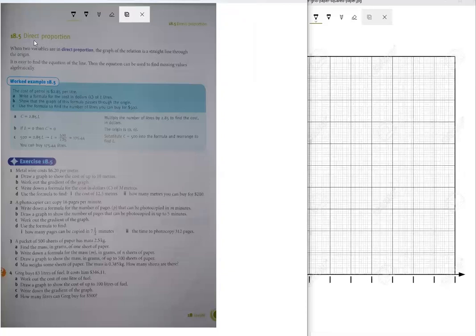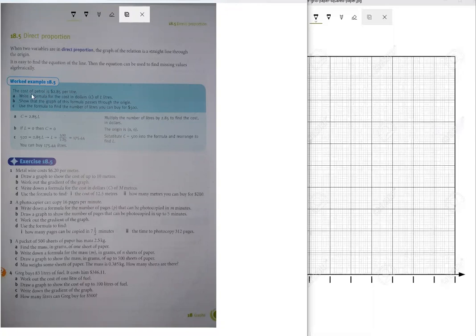So this chapter is called direct proportion. You remember direct proportion means you have two variables. If one goes up, the other one also goes up. Just like 1 pen equals $1, 2 pens will equal $2, 3 pens will be $3, and so on. This is called direct proportion. Okay, let's focus on this example from the textbook first.